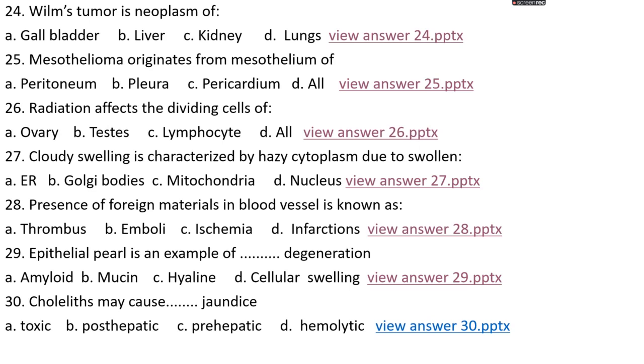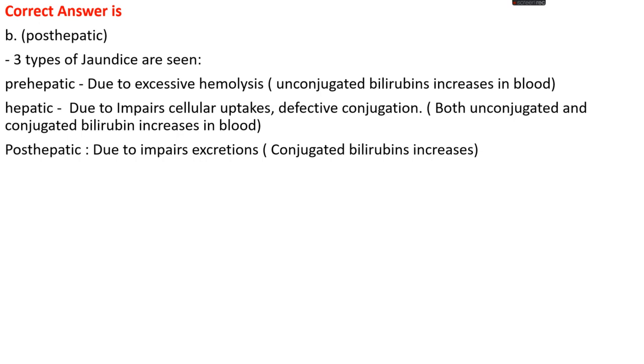Okay. Question number 30. Cholelith may cause dash jaundice. Option A, toxic, option B, post-hepatic, option C, pre-hepatic, option D, hemolytic. The right answer is option B, that is post-hepatic.